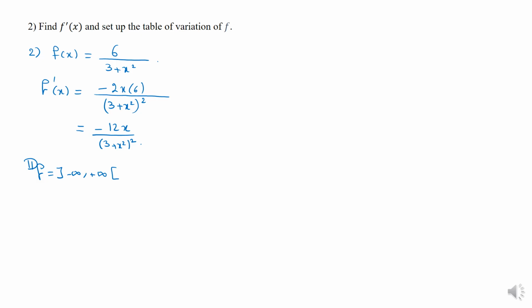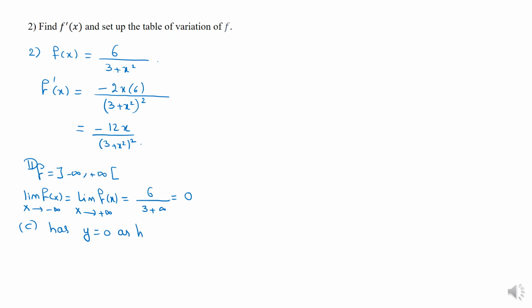Now you need to study first the limit at the endpoints, at negative infinity and at positive infinity. But here the limit of f of x as x tends to minus infinity is equal to the limit of f of x as x tends to positive infinity. It's equal to 6 over 3 plus infinity. It is 0, which means that C has y equals 0 as horizontal asymptote.